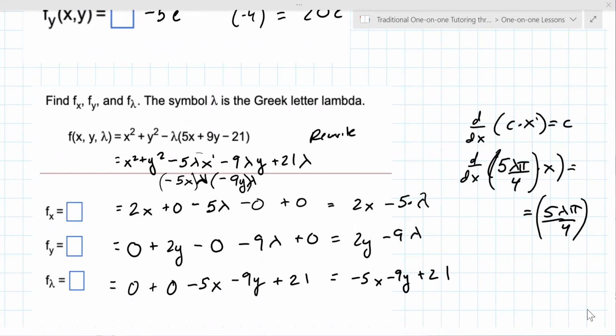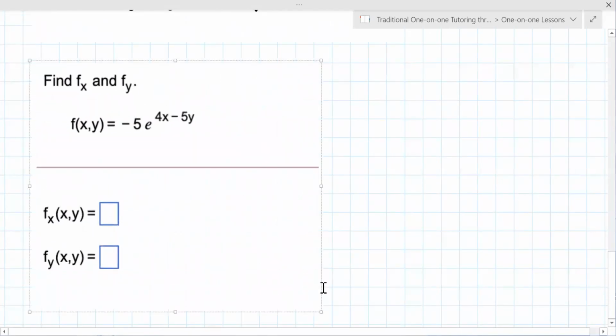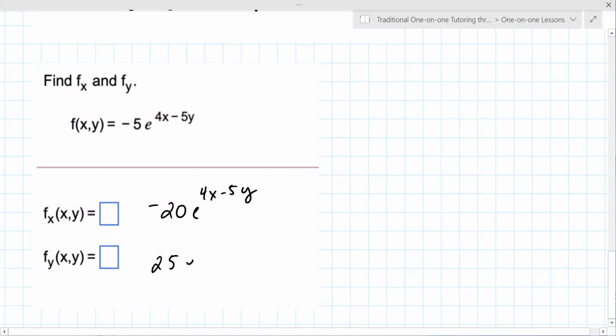Is that like the one we did above? Yes. Okay, so it'd be almost negative 20e to the 4x minus, yes, 5y. Uh-huh. Okay, and then that would be 25e to the 4x. Yes. So after you do a few, you see the pattern. Okay, yeah.